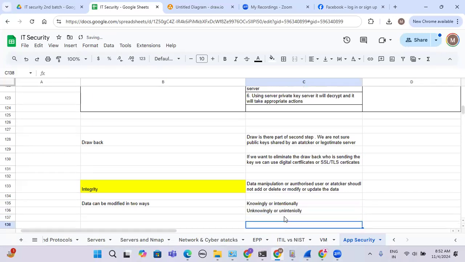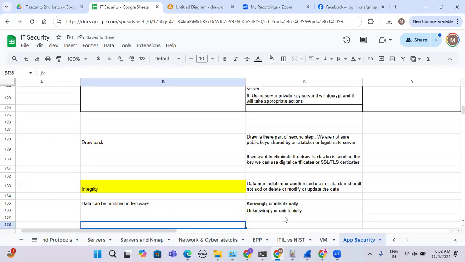So this is the way how the data can be modified without knowing us. A couple of times mistakes will happen if you have full-fledged access. So this is the way how the data can be modified. Now, integrity is depending on several parameters.